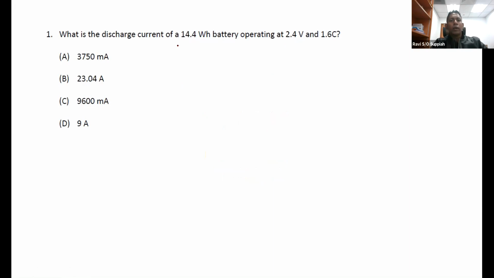Now, this is the battery power rating, 14.4 watt hour, which means in 1 hour I can provide 14.4 watts of power. So if I'm operating at 2.4 volts, the current that can be discharged in that same 1 hour is 14.4 divided by 2.4, which gives me 6 ampere. This is the amount of current that will be discharged in 1 hour.